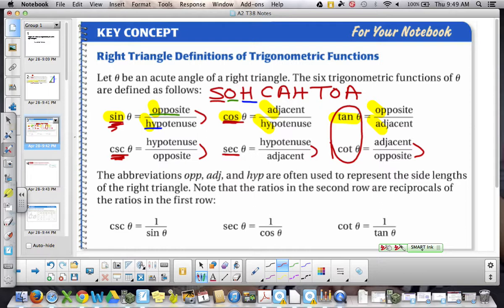So cosine can't go with cosecant, so it has to go with secant. So that's how I remember the relationship. So cosine is the reciprocal of secant, and sine is the reciprocal of cosecant.